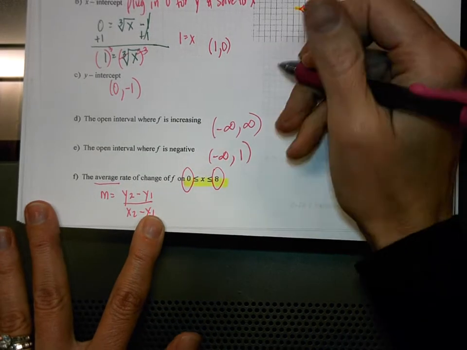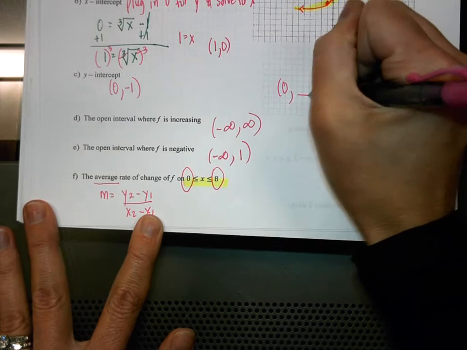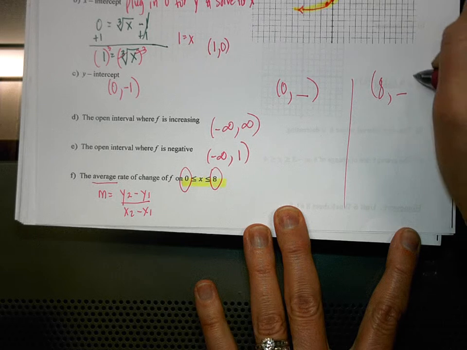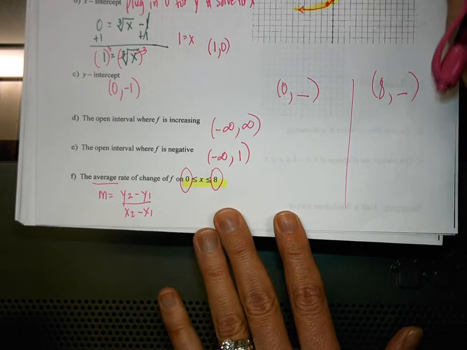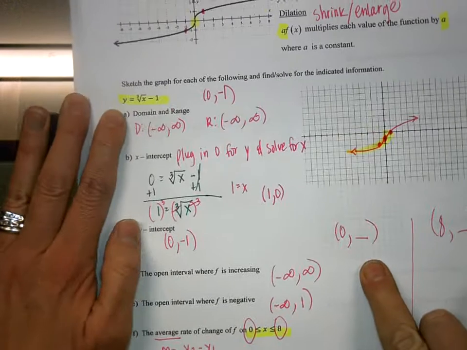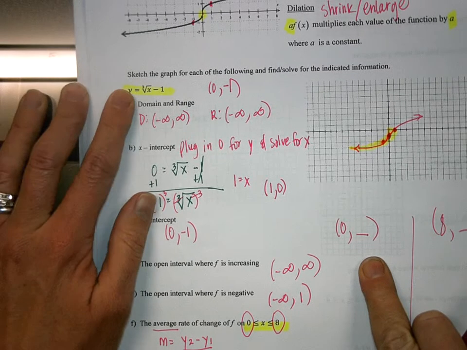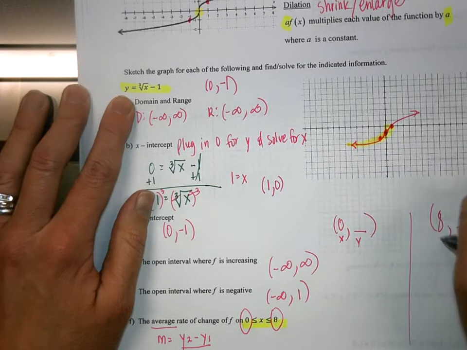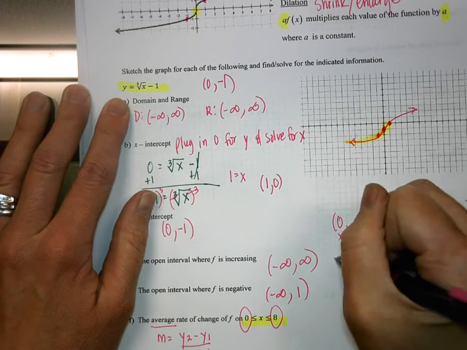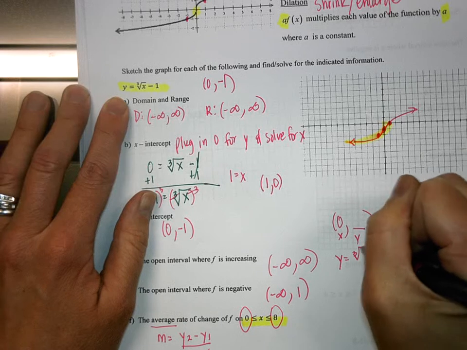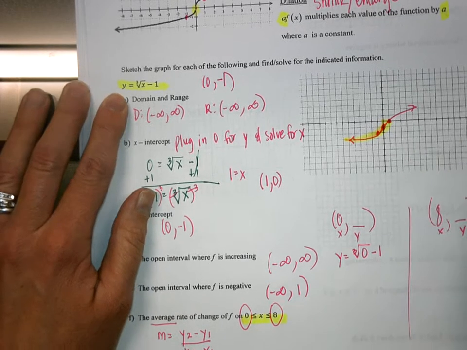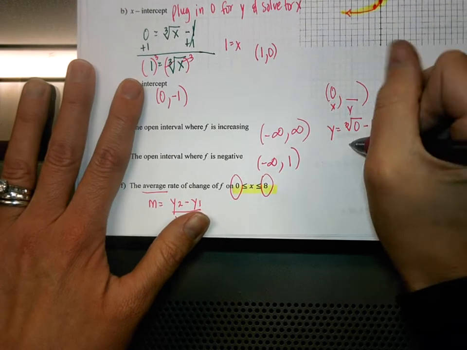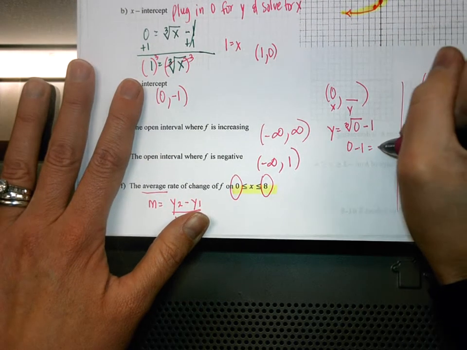And so the x values I have are 0, and we need to find the y. And then the other x value that I have is 8, and I need to find the y. So we use our function from the very beginning, which is y equals the cubed root of x minus 1. And so we're going to plug in 0 for x and find y. And so we have y equals the cubed root of 0 minus 1. Okay? And so we know that the cubed root of 0 is 0, and 0 minus 1 is negative 1.